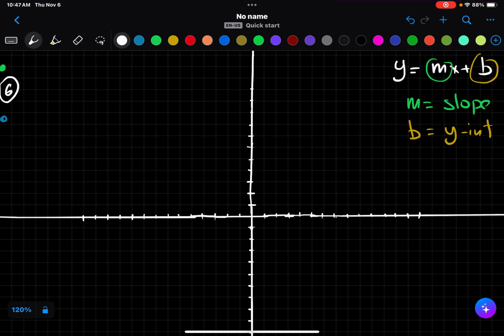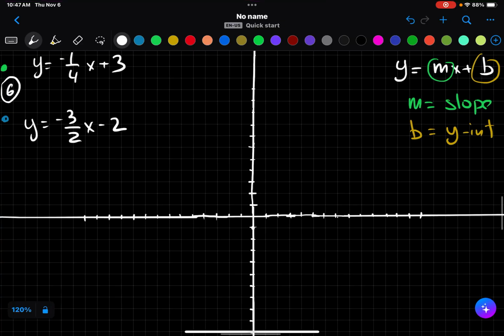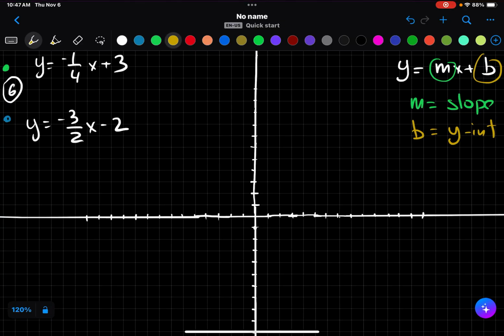For number 6, another 2 normal equations, yay. Okay, so for the green one, the first one, the y-intercept is going to be positive 3, right here. So just a 3. And the slope, sloppy slope, is going to be the negative 1 over 4.